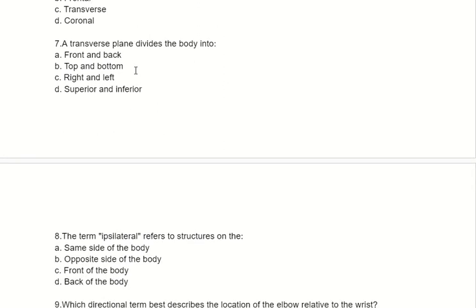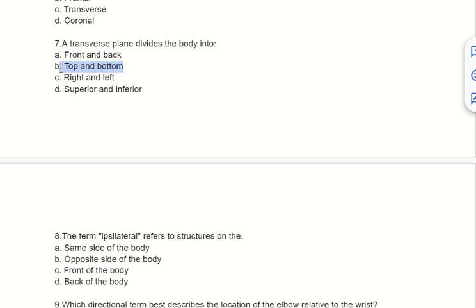Okay, number 7, a transverse plane divides the body into A, front and back, B, top and bottom, C, right and left, or D, superior and inferior. So I'll say that one more time. It's just asking how a transverse plane divides the body. Front and back, top and bottom, right and left, or superior and inferior. And the correct answer to this one is going to be top and bottom.